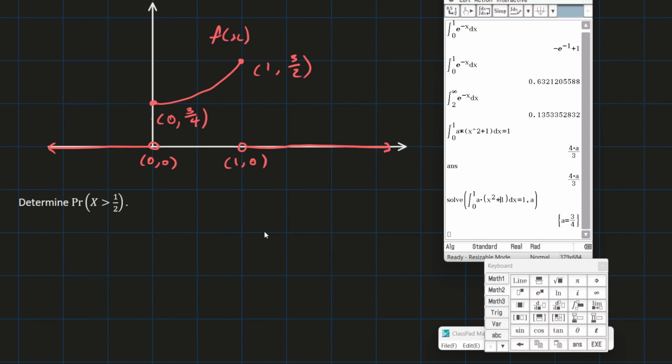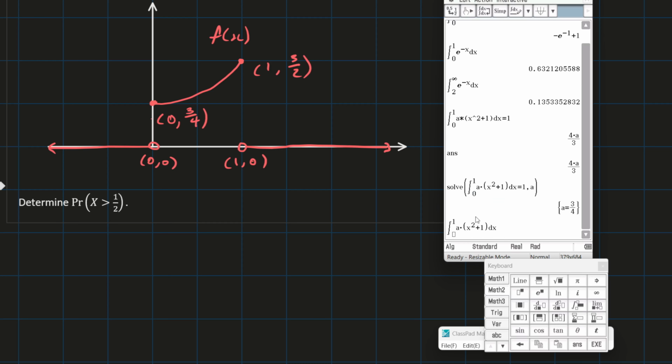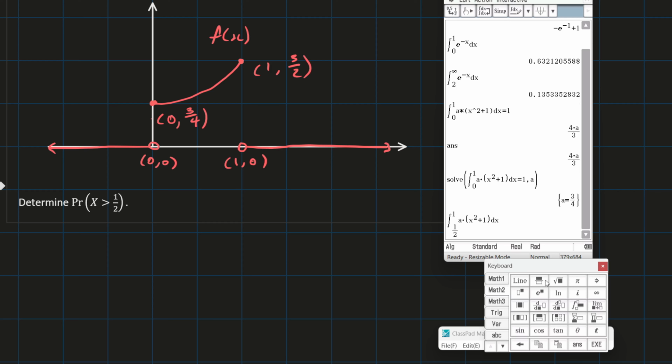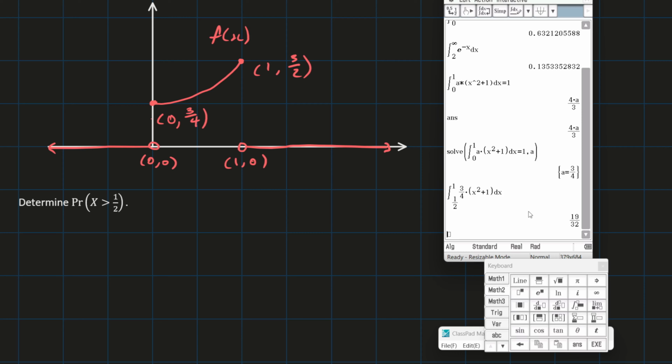Now if we wanted to find the probability that x is greater than a half, then we could just do this on the calculator. I'm not going to bother doing it by hand. So what we'd do is we'd have a lower bound of 1/2 and an upper bound of 1. A, we know now, is 3/4, so I'm just going to put that in. So 3/4 multiplied by x squared plus 1, and this will give me my probability of 19/32. So this would be my final answer for this question.